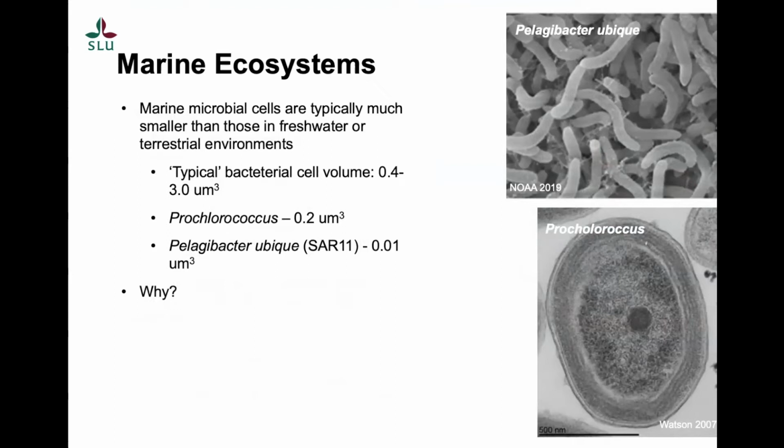The average range, when you look at cell volume, tends to be between 0.4 and 3 cubic micrometers. But Prochlorococcus, its maximum is 0.2, so that's the photosynthetic one. And there's another bacteria called Pelagibacter, and it's actually 0.01 micrometer, which is very, very small. It's actually the smallest bacterial cell that we know of.